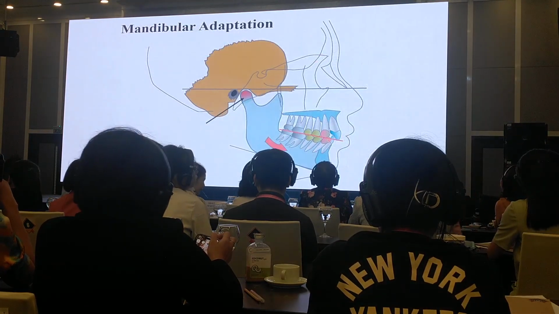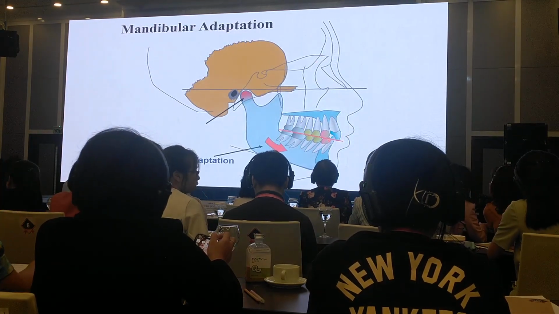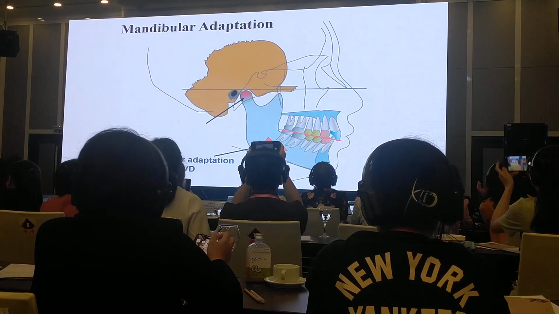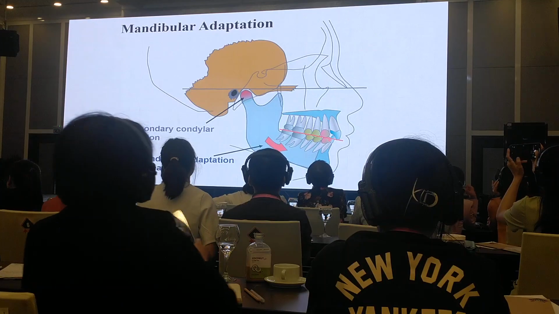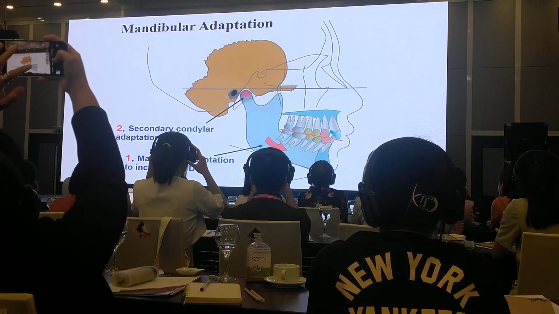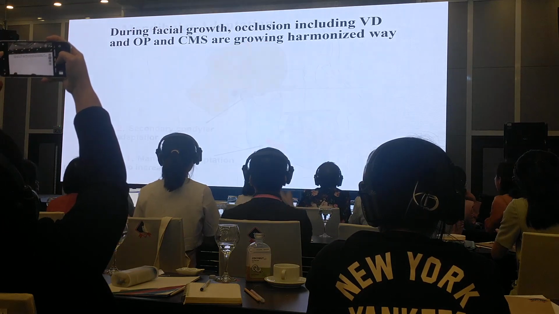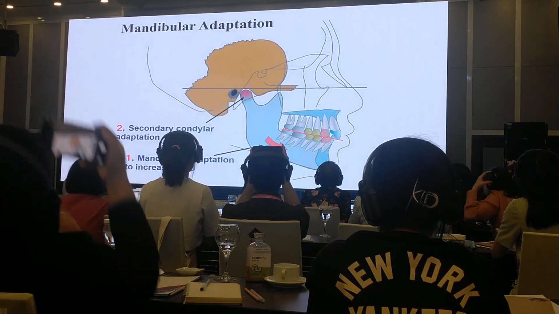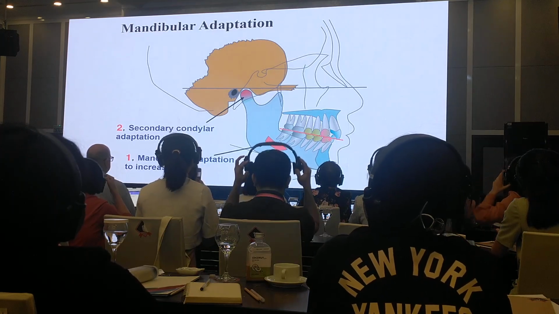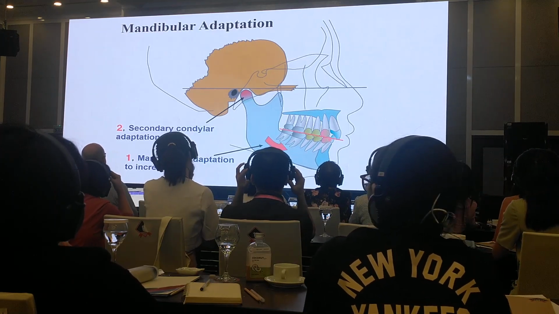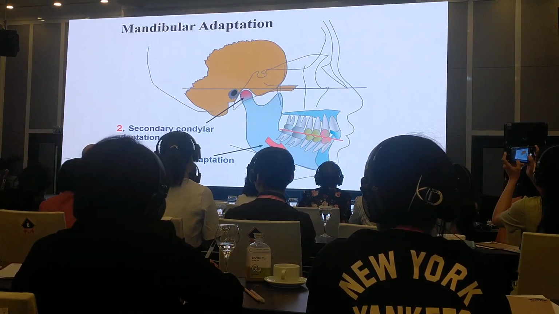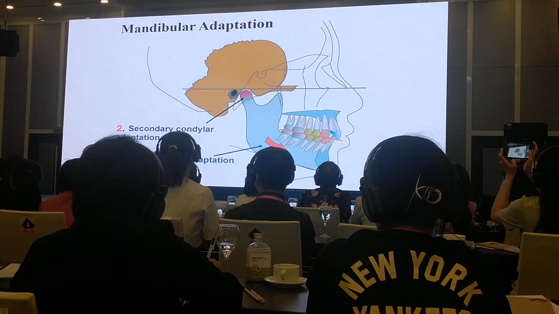Okay, the mandible adapts this way, then always the condyle can grow, the secondary growth of the condyle. This is our system. In our occlusion treatment, don't go against the craniomandibular system.